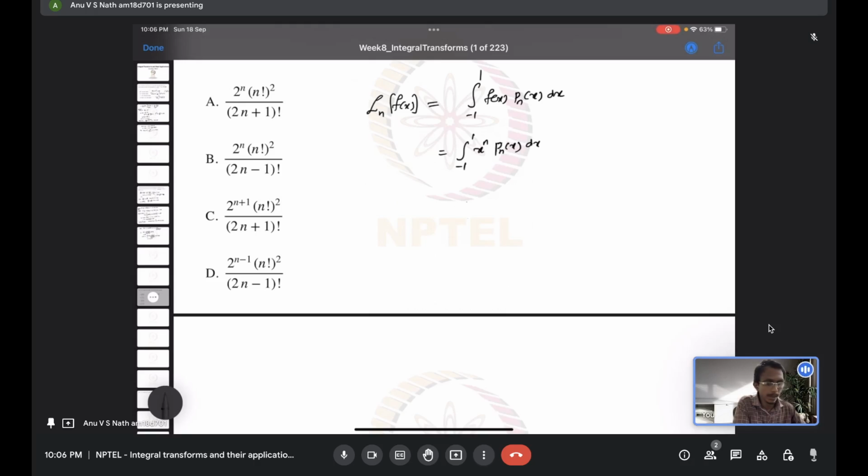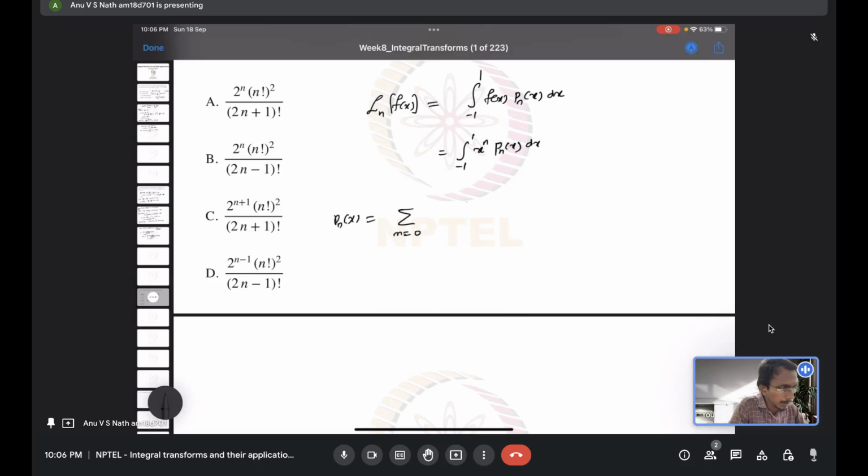But an easier thing that I have thought will be helpful in getting the answer easily is using a definition of Pn of x, which is Pn of x as a series. So it's given as 1 by, okay, let me check the definition. Yeah, so it's actually a summation.